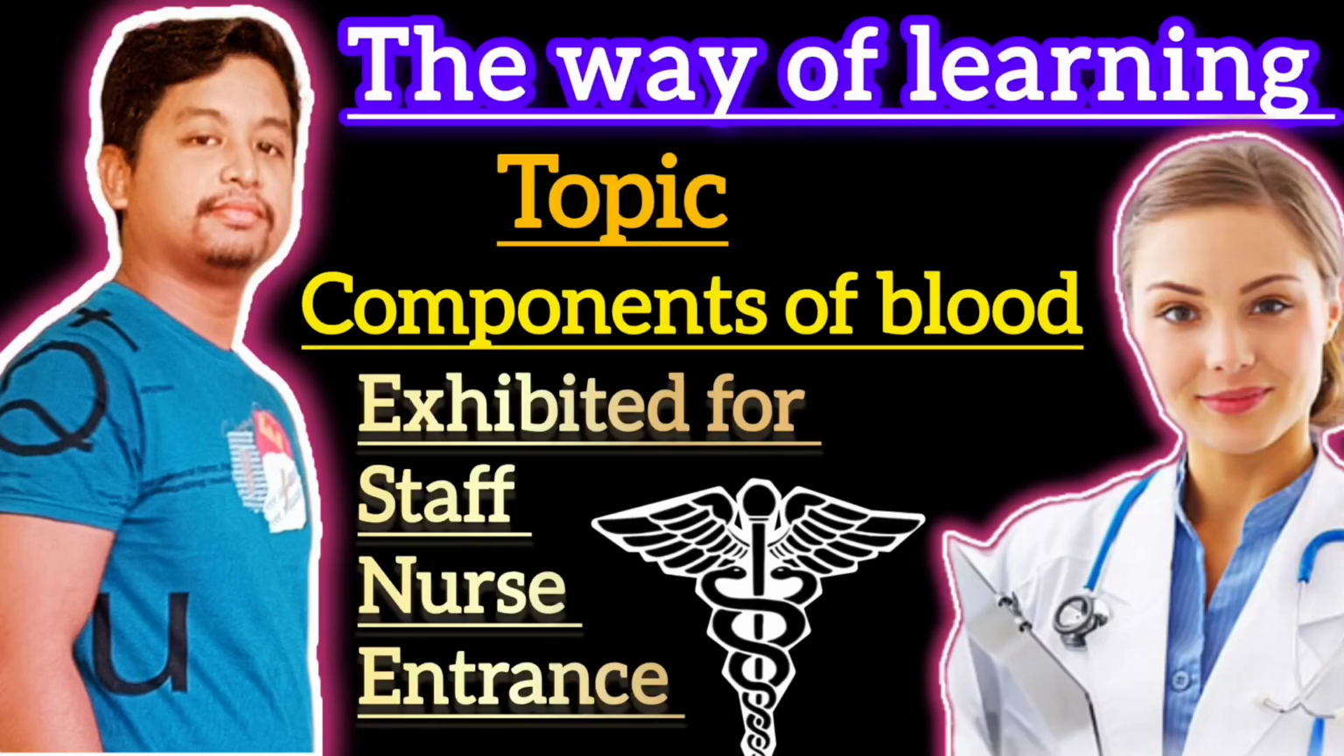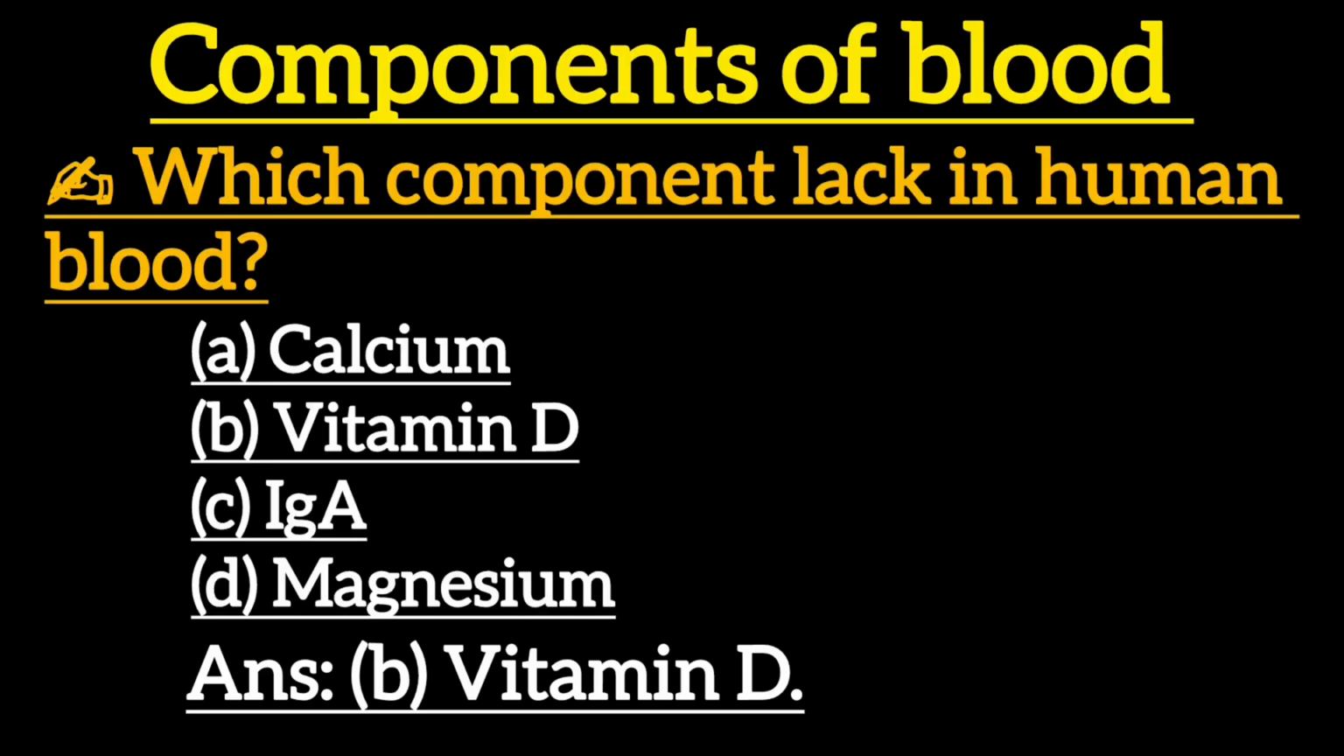The way of learning. Today's topic is components of blood, exhibited for staff nurse interns. First question is which component lack in human blood? Option A calcium, option B vitamin D, option C IgA, option D magnesium. Correct answer is option B vitamin D.